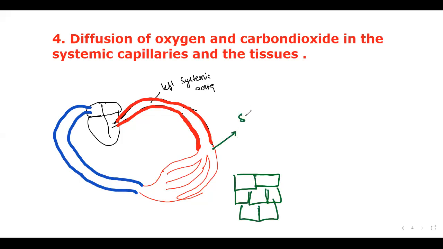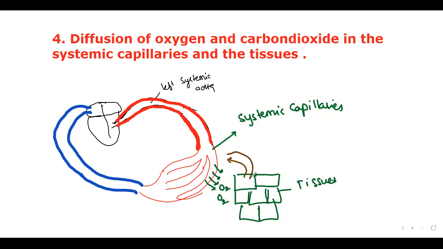Now the supply of oxygen and carbon dioxide between the systemic capillaries and tissues. These are systemic capillaries, and these are tissues. So from here, what should come out? Oxygen. Who needs to go into the blood capillaries? From the tissues, CO2. Carbon dioxide should go back, oxygen should come.